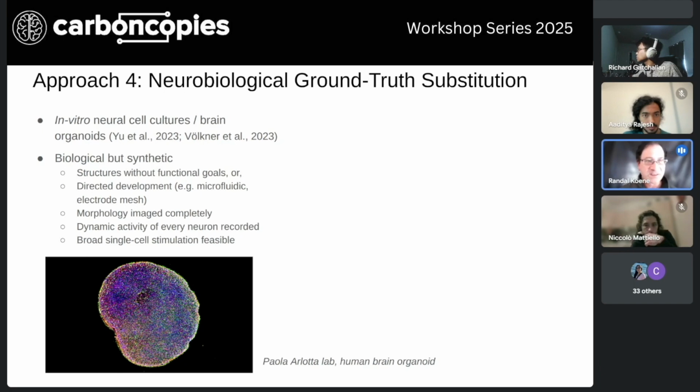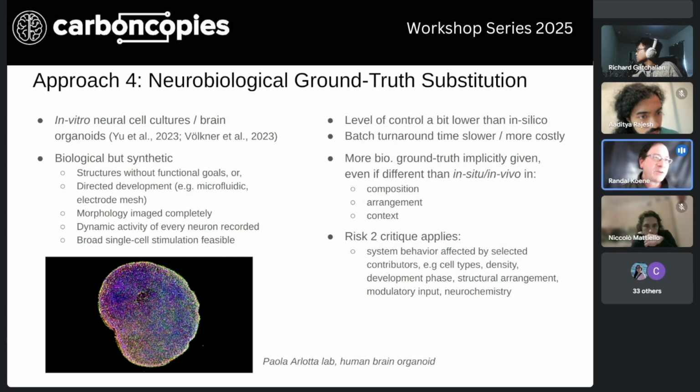A population of neurons in cell culture or organoid can be small enough and grown in a manner where the morphology can be imaged completely and dynamic activity of every neuron recorded. Stimulation at the resolution of single cells is also feasible for every neuron. The level of control is a bit lower, and the turnaround time for batches of experimental systems a bit slower and potentially more costly than in the case of in silico synthetic systems.